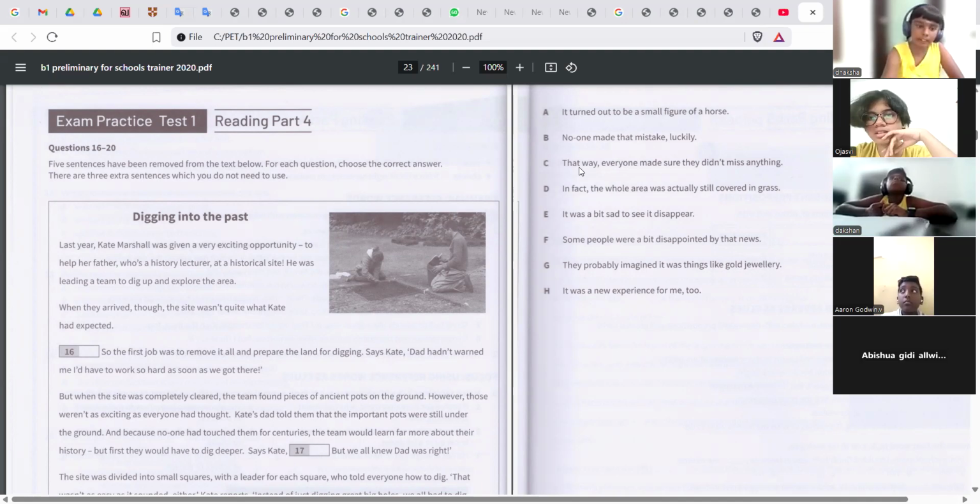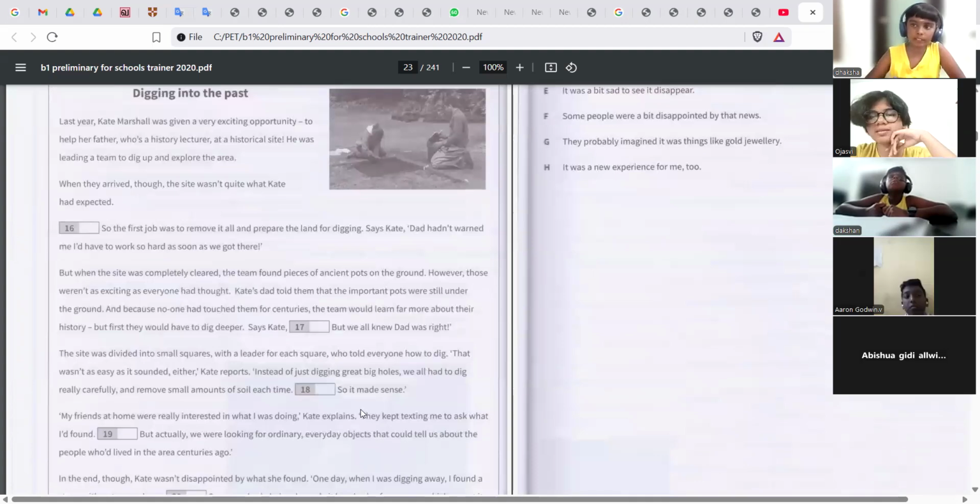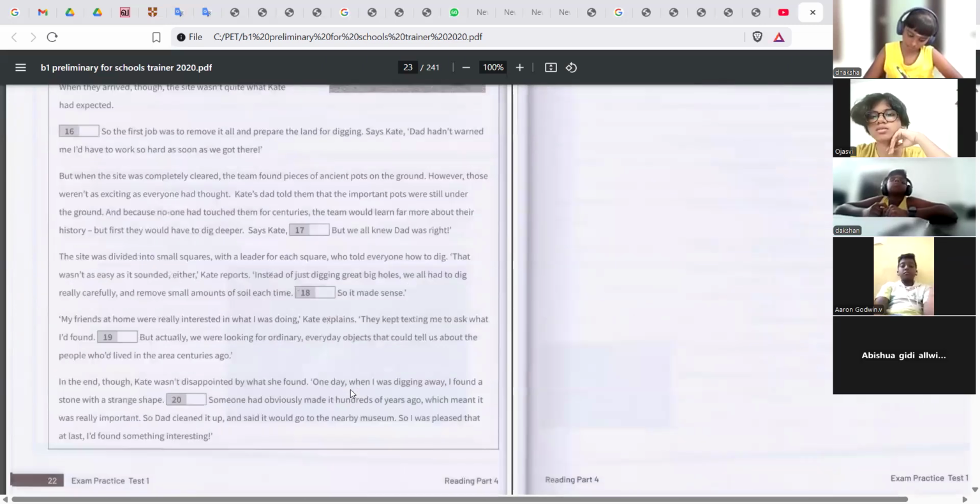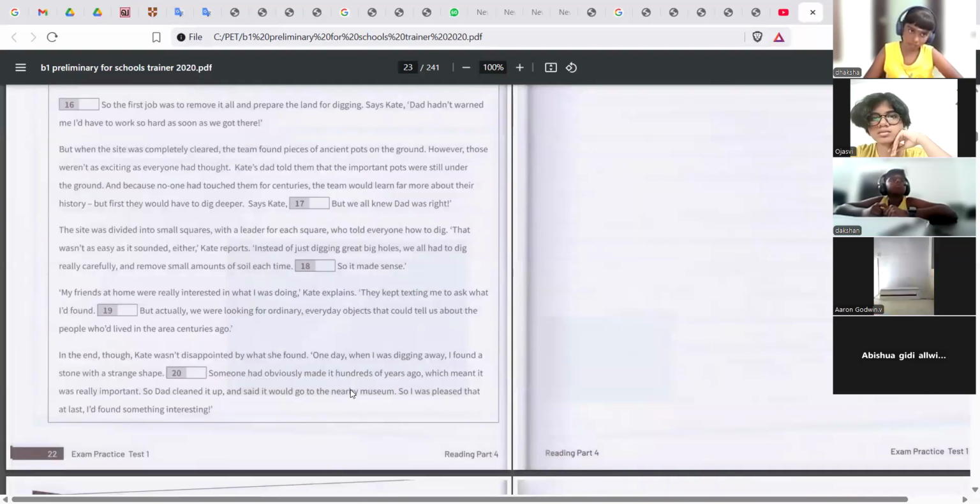Small squares, same thing. That way is nothing but that way: dig deeper. That way is nothing but it. Do you get it, Ojasvi? Yeah, I get it. All that pronoun, you have to be very, very careful about all that pronoun. Very nice. Let's move to 19. I'm going slow here because I want you to do the next one very nicely. You have to get the 16 to 20 right on the exam day.